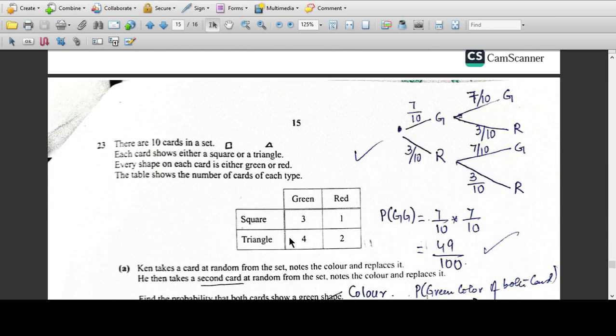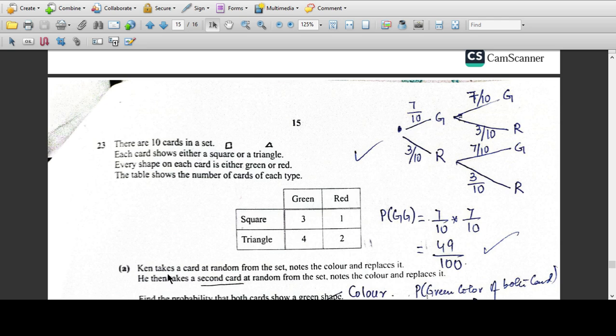And now question number 23. There are 10 cards in a set. Each card shows either a square shape or a triangular shape. So we have 3 green square cards and 1 red square card, and we have 4 green triangle cards and 2 red triangle cards. The total is 10: 3 plus 1 plus 2 plus 4 is 10.